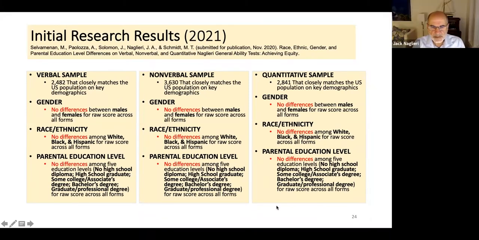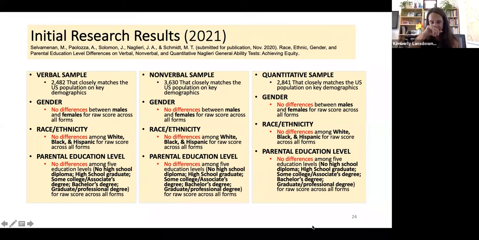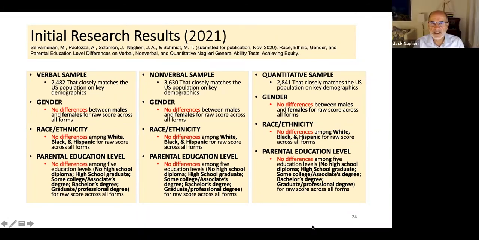Now, it's important for us to spend just a little bit of time letting you know that we've already looked very closely at the extent to which these three tests yield similar scores by gender, by race, by ethnicity, and by parental education. So this is 3 separate studies on about 1,000 people from K to 12 who closely match the US population. So that means there's replication of the concept. The hypothesis was, if you take the knowledge out of the measurement of ability, can you have a verbal, a nonverbal, and a quantitative test that is more equitable?